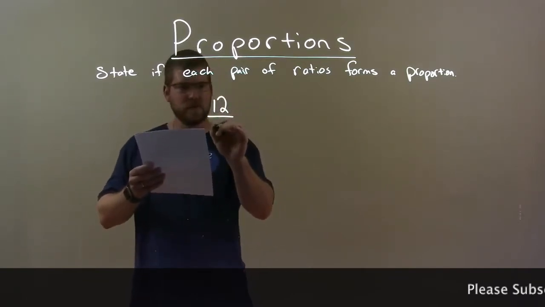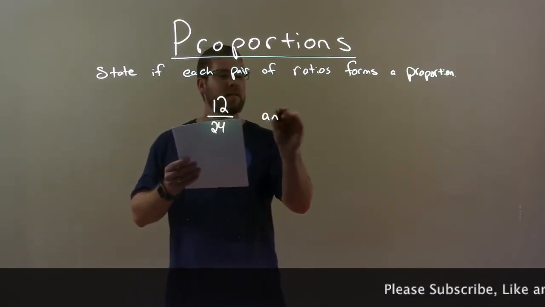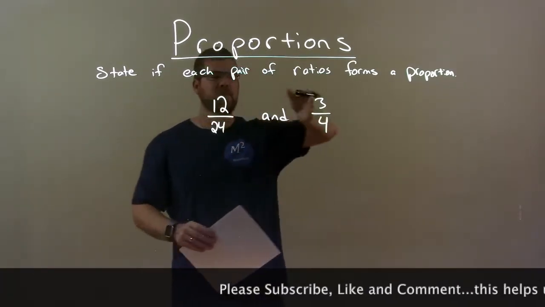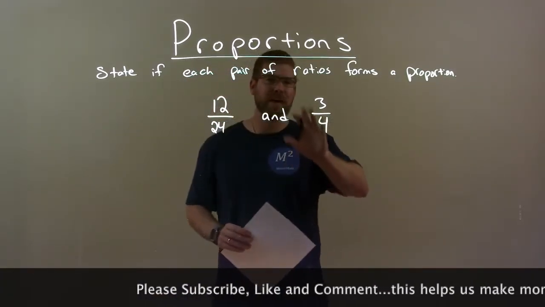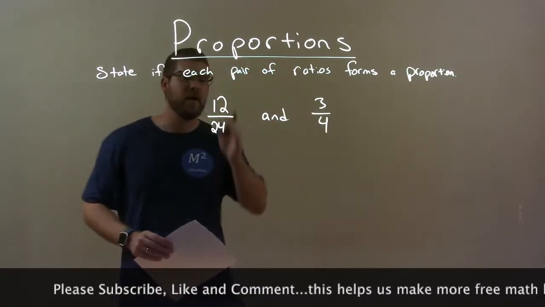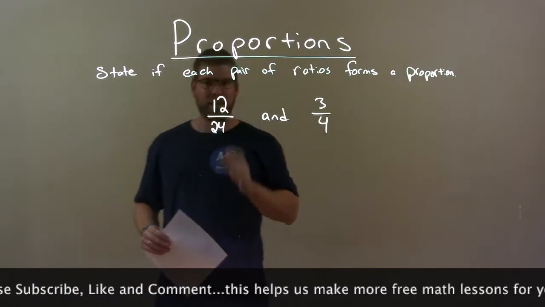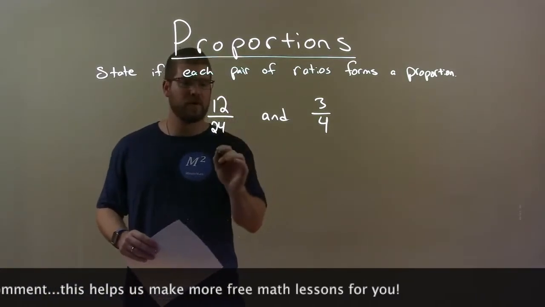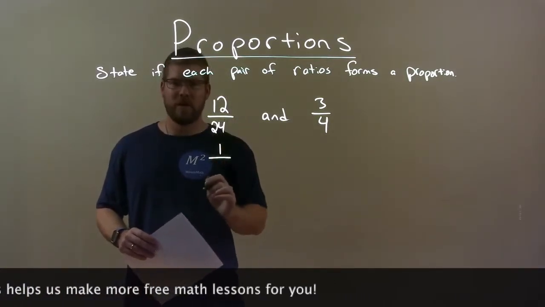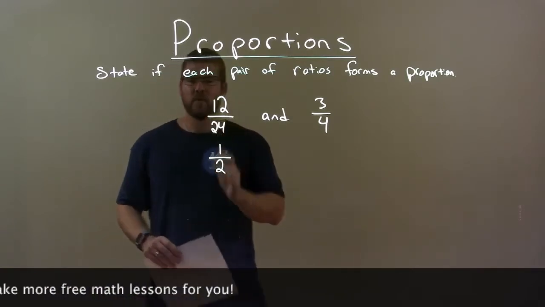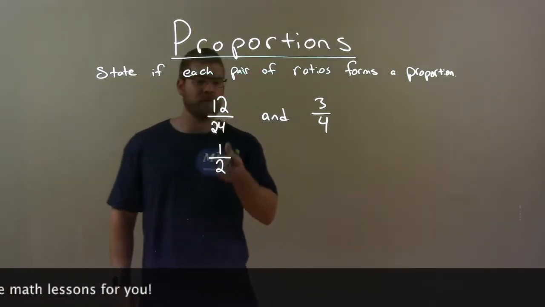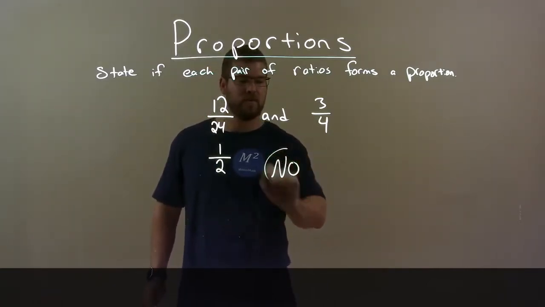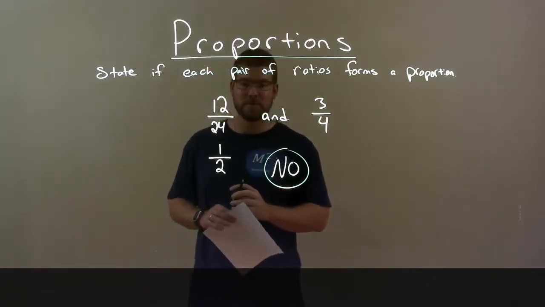12 over 24 and 3 over 4, okay? First thing, I like to simplify each one of these ratios. 3/4 does not simplify anymore. We're done. 12 over 24, right? That does simplify. Both of these are divisible by 12, right? 12 divided by 12 is a 1, and 24 divided by 12 is a 2. So 12 over 24 is the same thing as 1/2. Does 1/2 equal 3/4? No, that does not. So these two do not form a proportion.